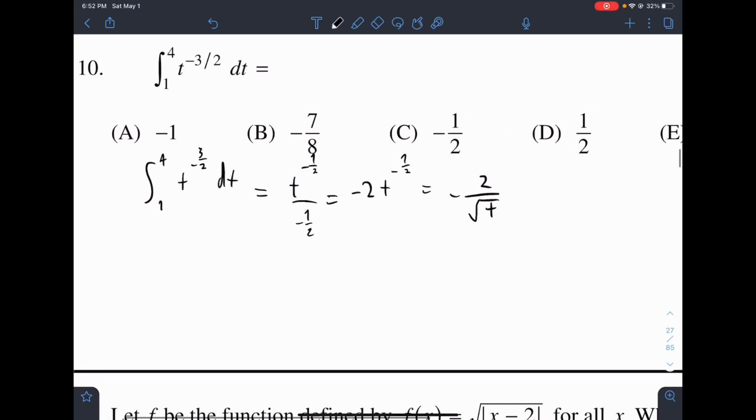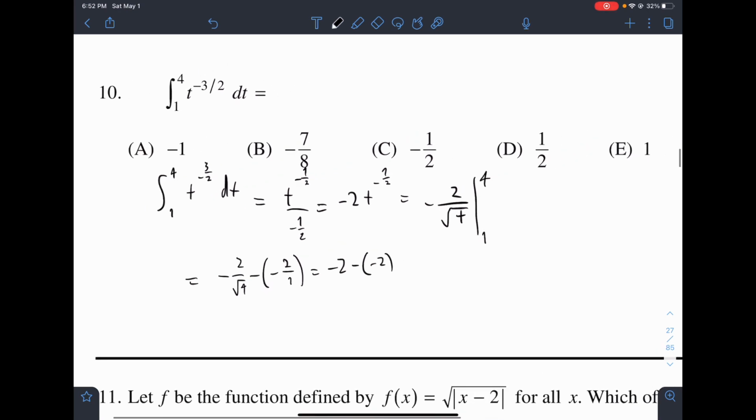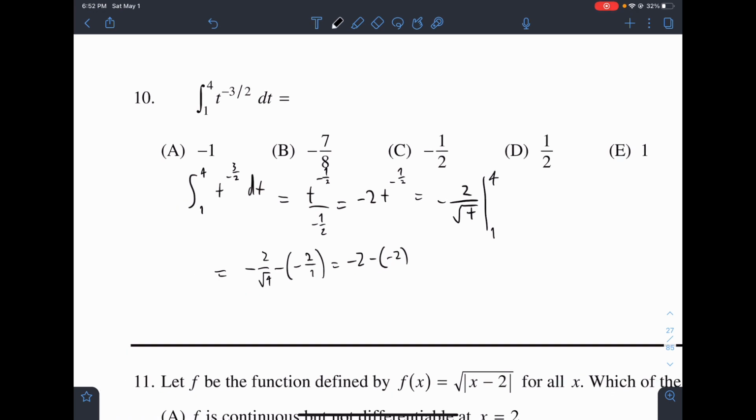So we're going to evaluate this from 1 to 4. This will equal negative 2 over root 4 minus negative 2 over 1. So 2 over root 4, that's just 2, so equal negative 2 minus negative 2. Oh, wait. Hold on. I might have made a mistake somewhere.